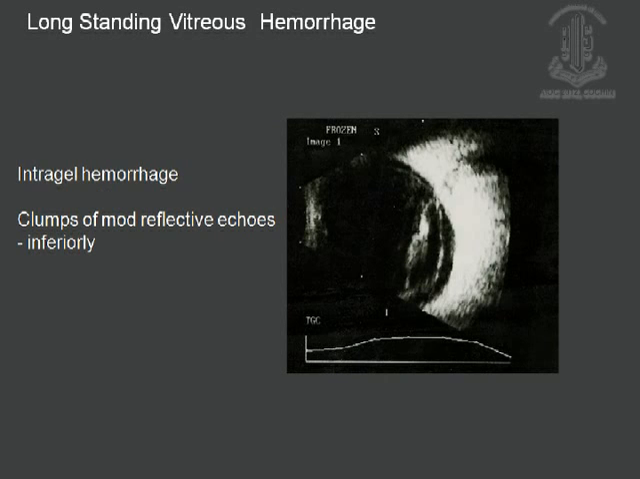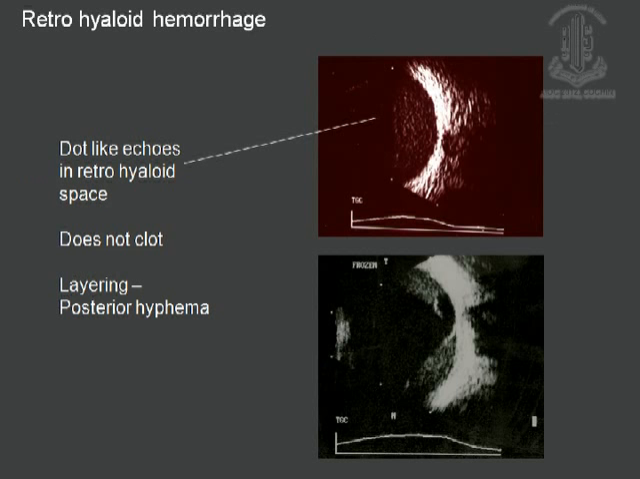As the vitreous hemorrhage becomes older, it sort of clumps, it forms a little more moderate to high reflective echoes. Sometimes it settles down depending on the position in which you're doing the ultrasound. Retrohyaloid hemorrhage, what we mean by that is you have a PVD and the blood is restricted behind the membrane. So you always have a membrane in front with a clear intragel space, and you have a lot of dot-like echoes. Retrohyaloid bleed never clots, so you don't see clumps of echoes.